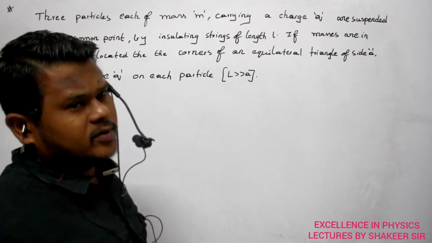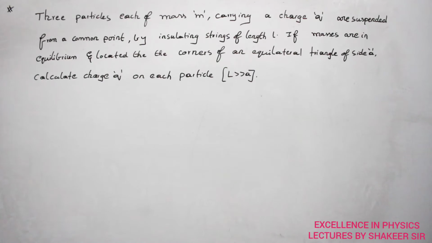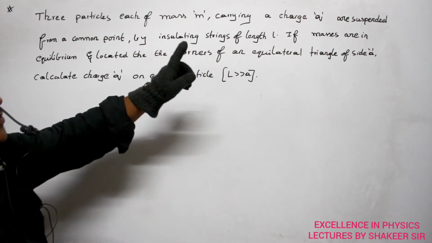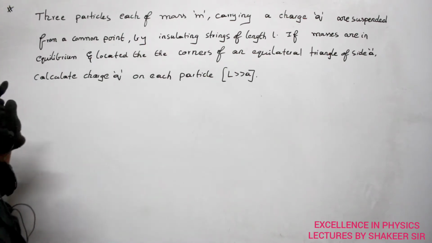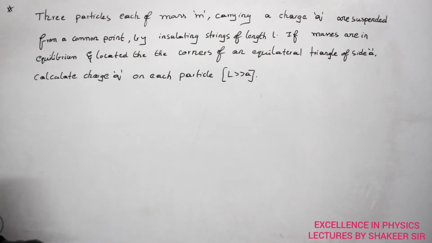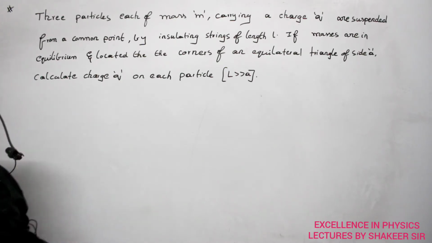So, have you understood the question first of all? Here three particles, each one is having a mass of m, and they are carrying a charge of q. Clear? They are suspended from a common point by insulating strings of length L. If the masses are in equilibrium located at the corners of an equilateral triangle of side A, then calculate the charge q on each particle. That is the question. Clear?